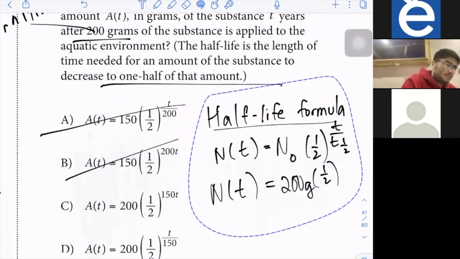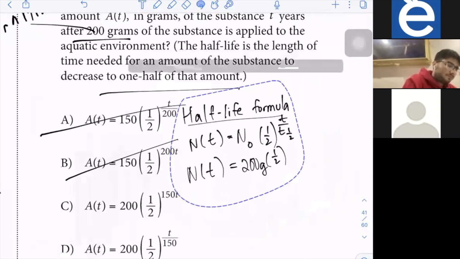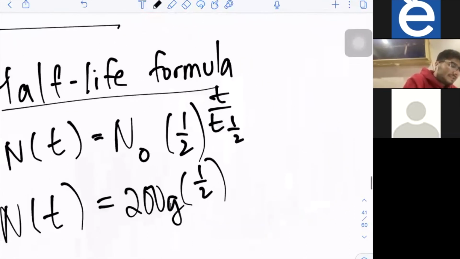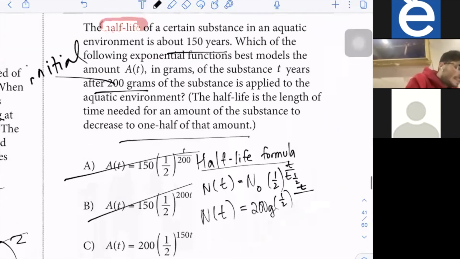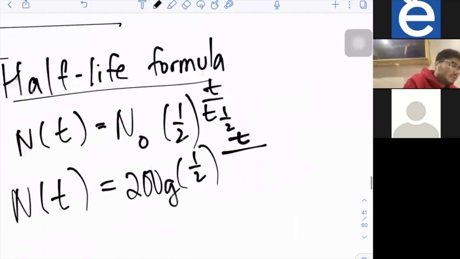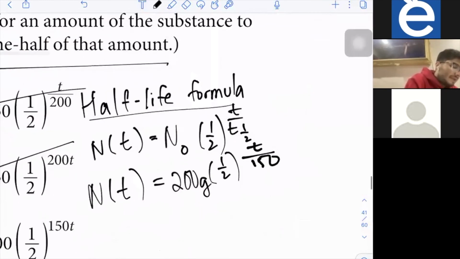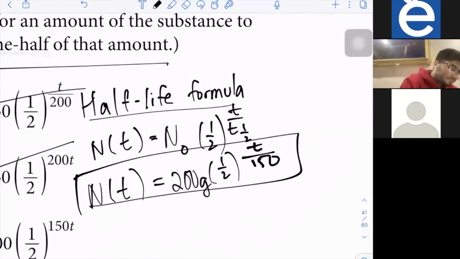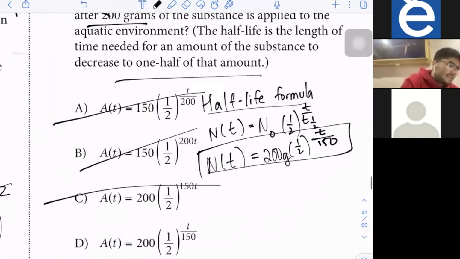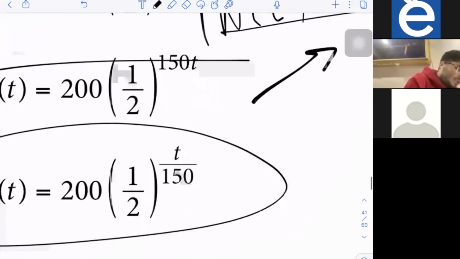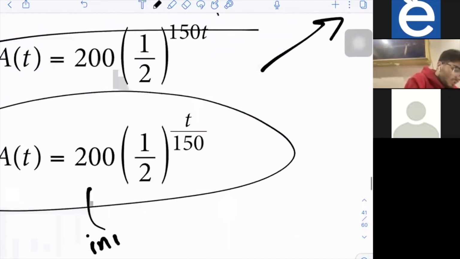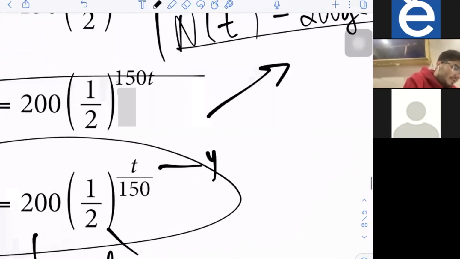When you move this to the side, and then it's always t over the half-life. So half-life, as they said, was 150 years, which was in the question. So that is our equation. And it's not C, because that does not match with this. So it's choice D. So it's the initial. It accounts for the initial, the 1/2, which you always need. t is the years, and this is the half-life.